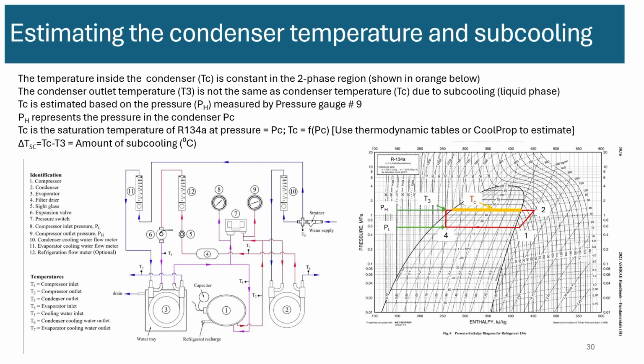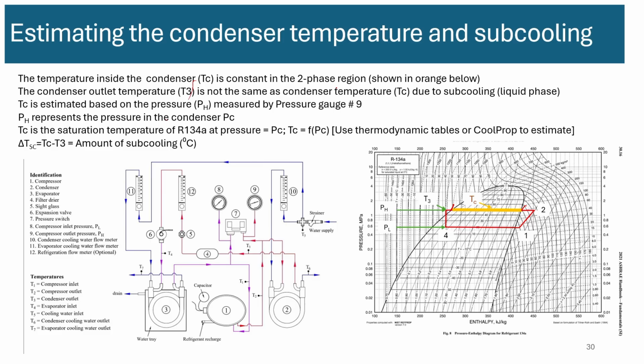So how do we estimate those temperatures? Let's take the case of condenser temperature. In this case, condenser temperature is constant only along this orange line where it's inside the two-phase envelope. Wherever it's inside the two-phase envelope, it's constant temperature, it's the condensing temperature.